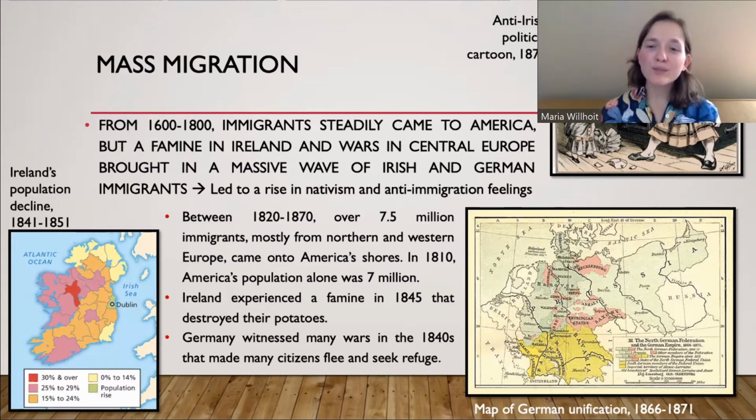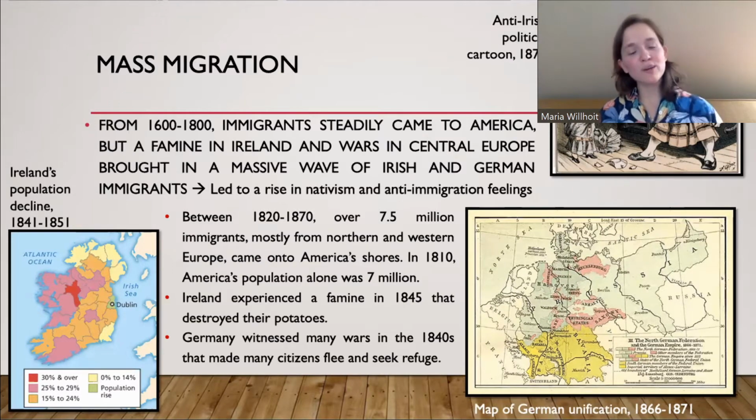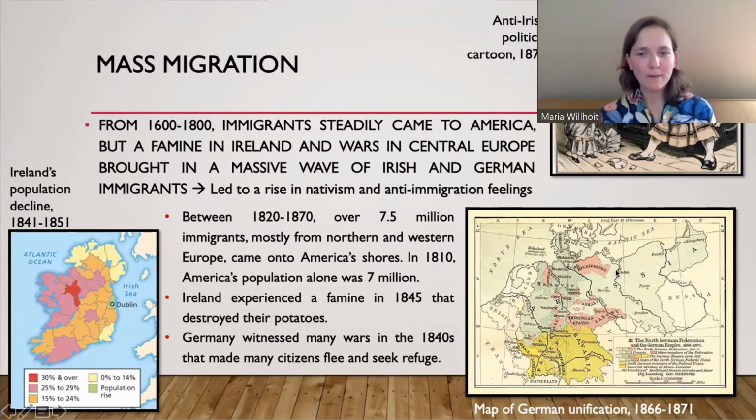Also, Germans come to America. I mean, Germans have always come to America since America was founded, but you start to have a massive wave of them in this period because during the middle of the 1800s, Germany is having a lot of wars. Germany isn't really even Germany, it's these different states. It's part of Prussia, it's part of Bavaria. It has a lot of civil unrest, revolutions. So a lot of people flee.